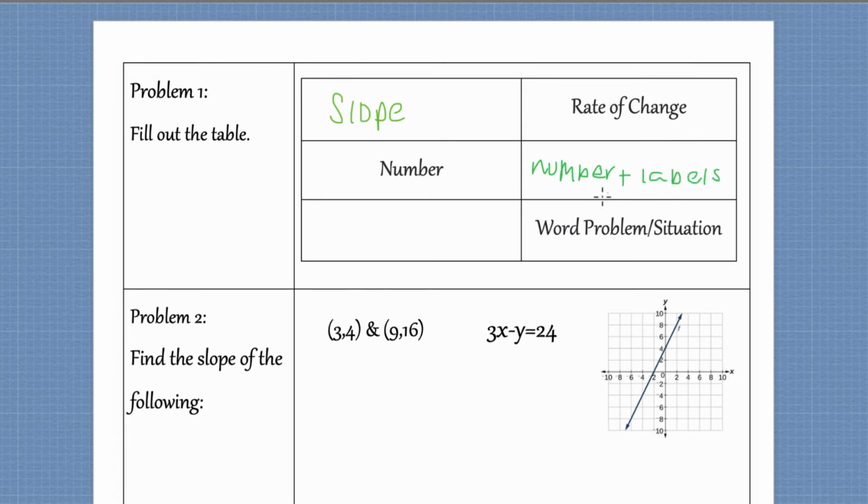And whereas rate of change needs a word problem or a situation, slope actually does not. It does not apply to slope. So using this table, let's move on to the next problem.